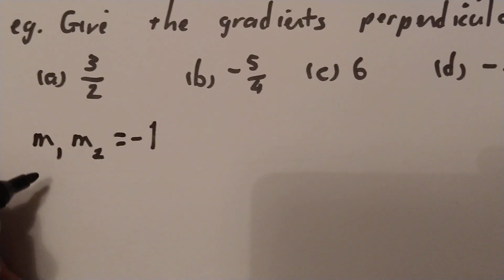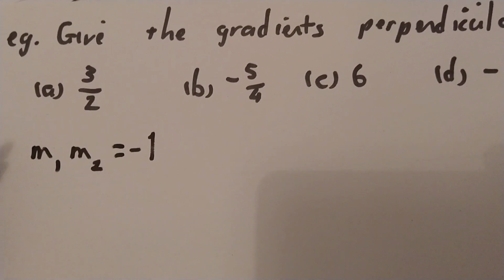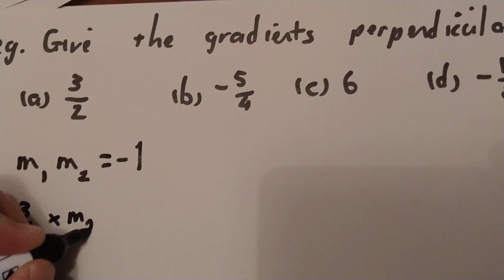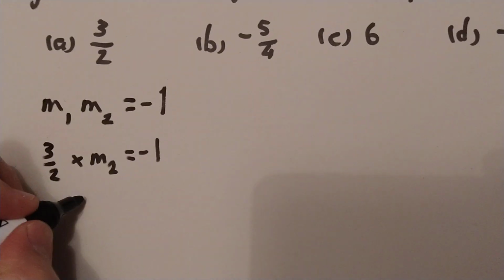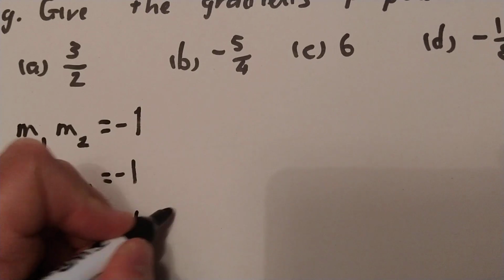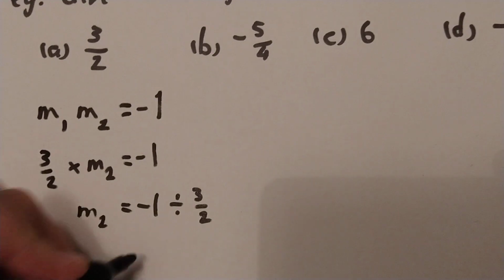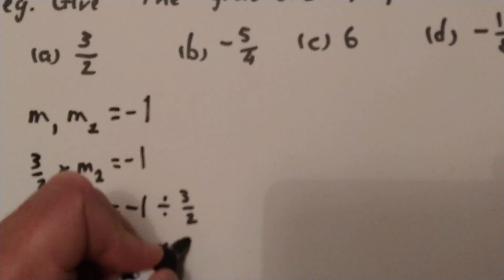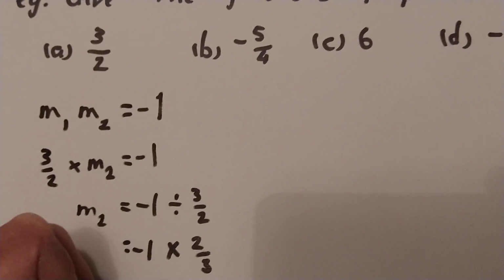So I know the first gradient, I was trying to work out m1, the first gradient is 3/2, and I'm trying to work out m2. So I can say, okay, 3/2 multiplied by my second gradient must be -1. So m2 is -1 divided by 3/2, to undo the multiplying process, which is -1 times, divide by a fraction, multiply by the inverse, turn it the other way up, equals -2/3.